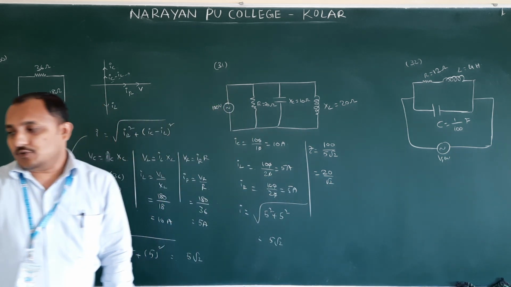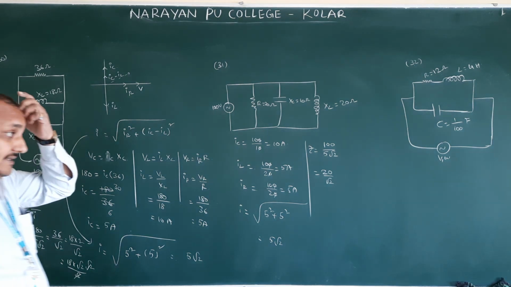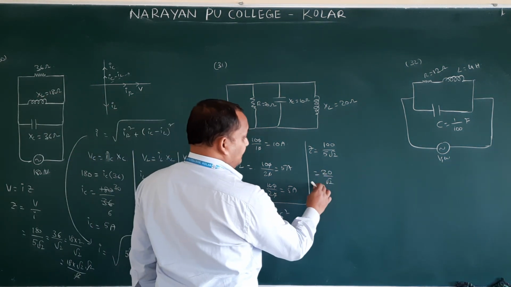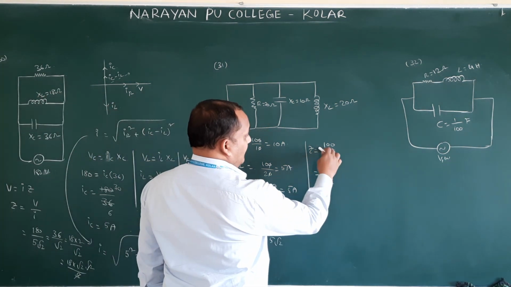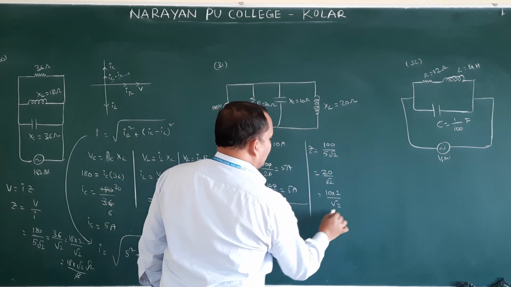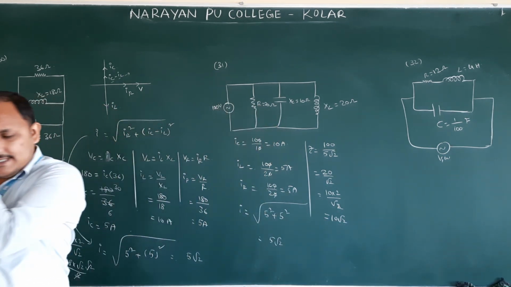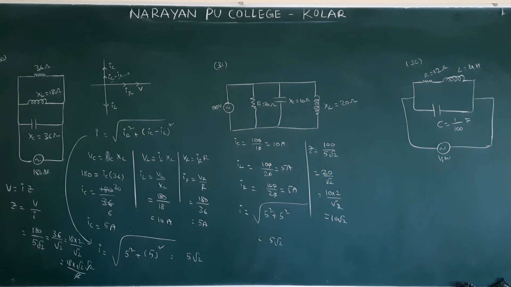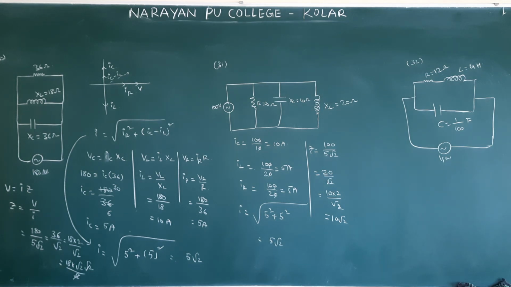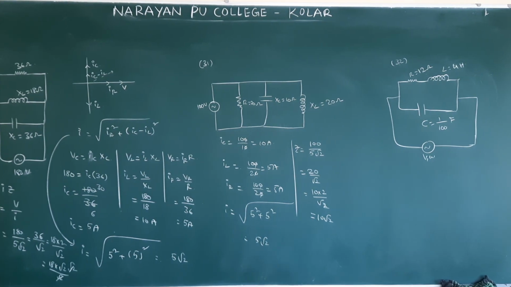20 by root 2. 20 by root 2 means, again, they didn't give it like this. Correct or not? Again, they didn't give it like this, it means 10 into 2 by root 2, that is nothing but 10 root 2. Both will be the same model. Question number 30 and 31. So the answer is 10 root 2.